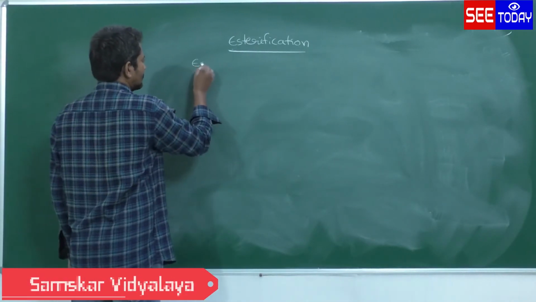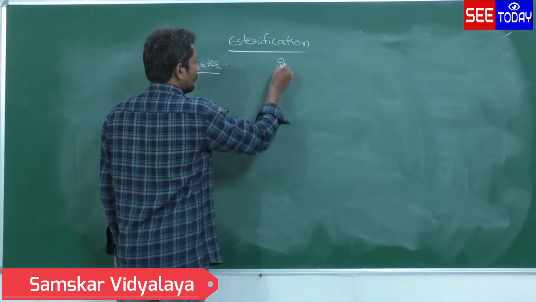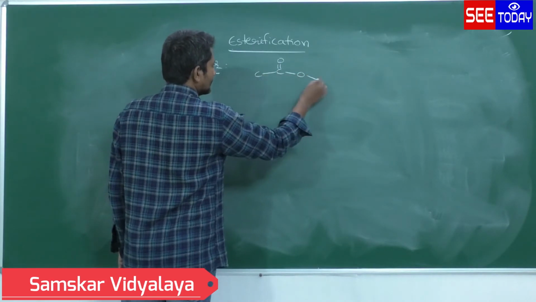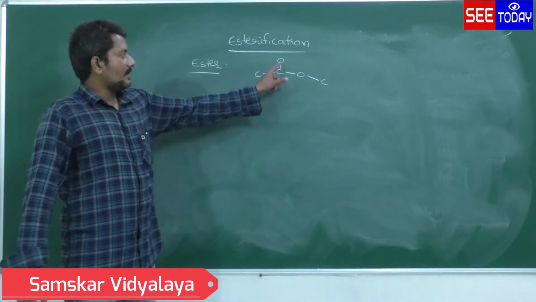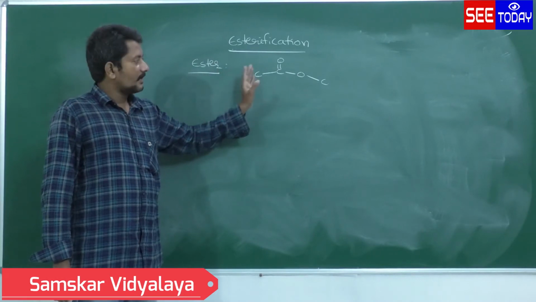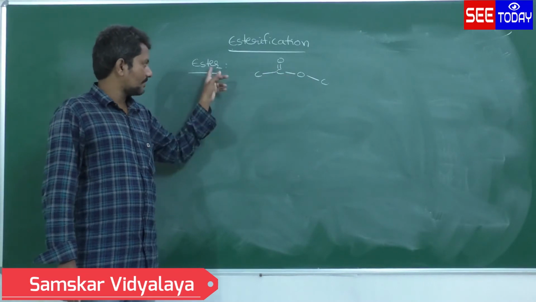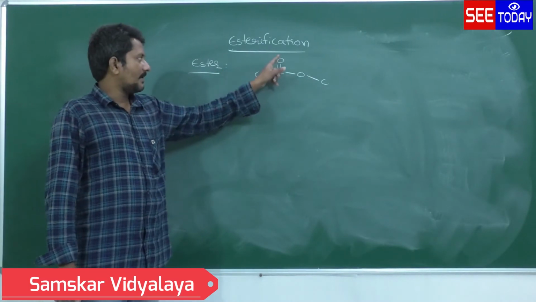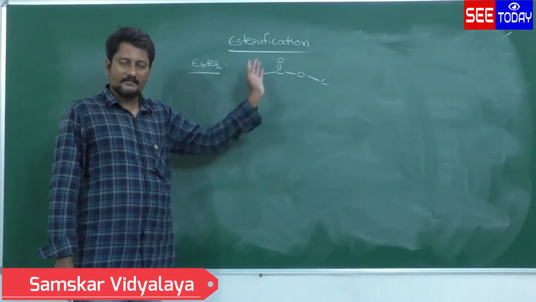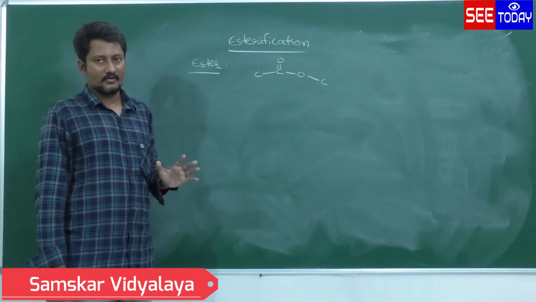See the ester functional group. The ester functional group means a C double bond O functional group, where the left-hand side carbon contains an alkyl group, and on the right-hand side also another alkyl group will be present. C double bond O, with an alkyl group and one more alkyl group on the left and right side of that group. That is known as the ester functional group.